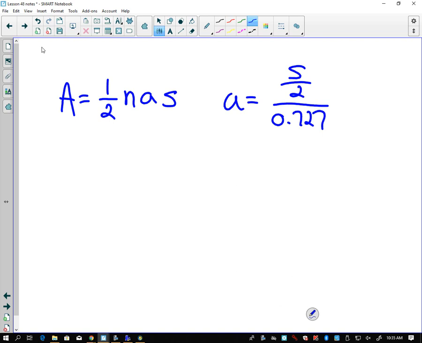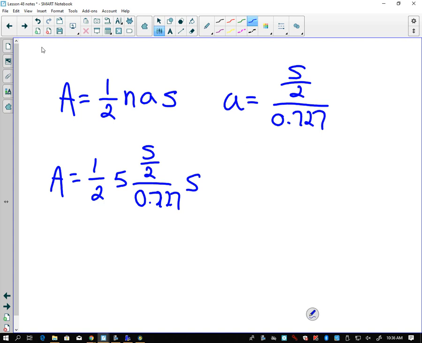All right. So basically, area equals 1/2 times the number of sides, which in our case is how many? How many sides are in a pentagon? 5. So we have this times the apothem, which we know to be S over 2 divided by 0.727, times the length of a side. Now, they haven't given me the length of any of the sides, so I'm trying to simplify that on down. That's what they're looking for, is that simplified.